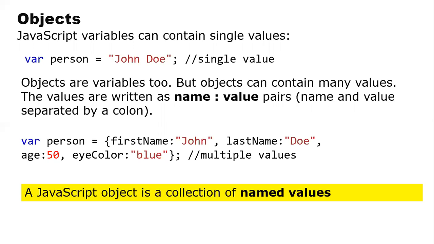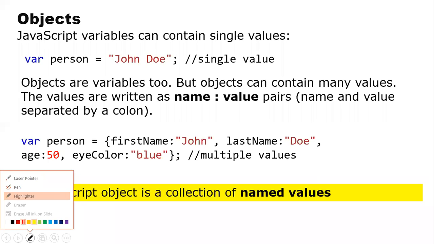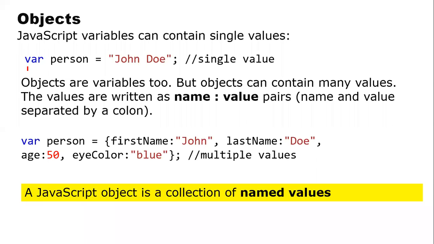Now how do we define objects? Let's say you have a simple variable, declared with the keyword var. When I want to declare a variable, I use the keyword var followed by some variable name, and then I assign the value. With this method, it will allow me to store only one value.